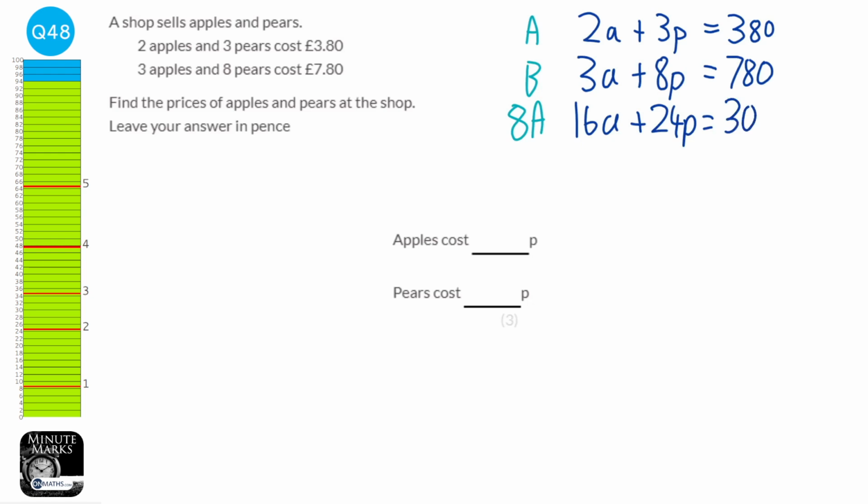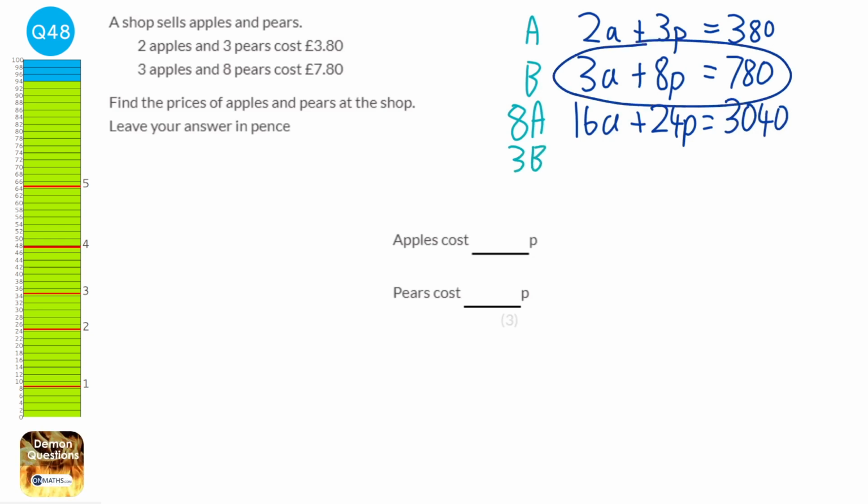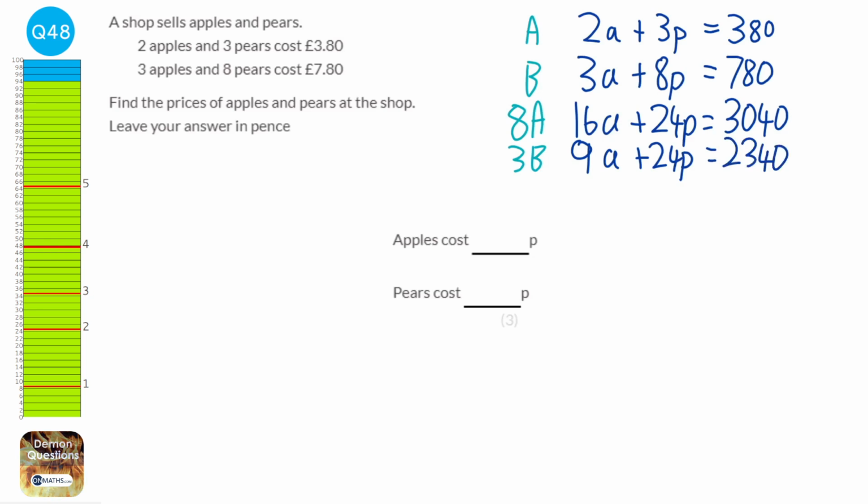And we're going to do the same with B, but this time we're going to times it by 3, so we're going to have 3b. And we're just going through everything here and timesing it by 3. So 9a plus 24p, which is good, that's what we wanted. And 780 times 3 is 2,340. So now we've got both of these the same coefficient. What we can do is eliminate going downwards.